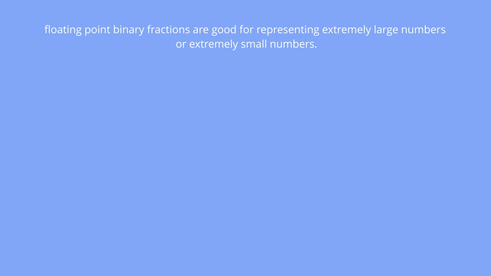In this video, we will talk about floating point binary fractions. Floating point binary fractions are good for representing extremely large numbers or extremely small numbers. As you know from the previous video, in the fixed point notation, the position of a point, which segregates integer and fractional parts, does not depend on stored value. But in the floating point notation, position of a point depends on stored value. That is why this notation is called floating.